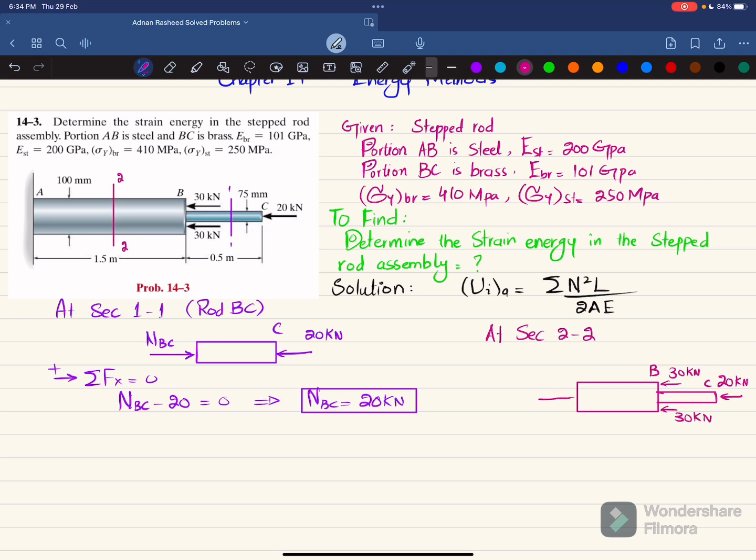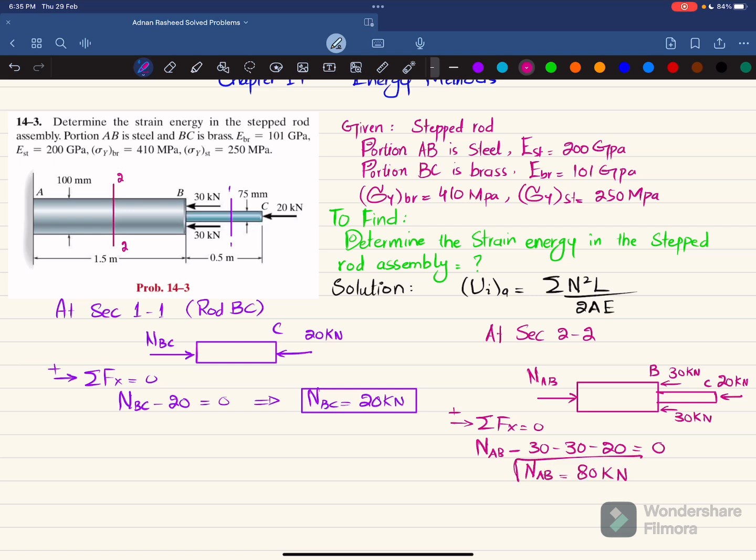So when you cut it, you will have a reaction force. Now you can see 30 plus 30 is 60 in this direction, plus 20, which is 80. So in order to keep it in balance, this reaction force should be in this direction, and this will be NAB because this is in rod AB. You can find this NAB by using the equation of equilibrium, taking this direction force as positive. So NAB minus 30 minus 30 minus 20 is equal to 0. So NAB will be equal to 80 kilonewton.